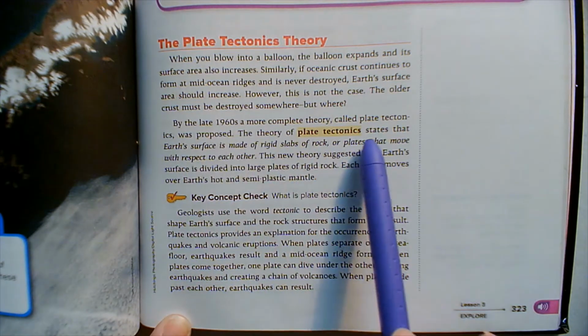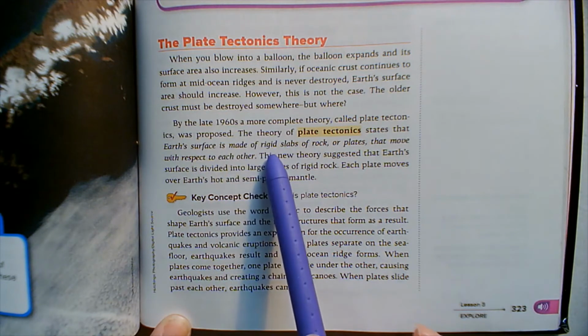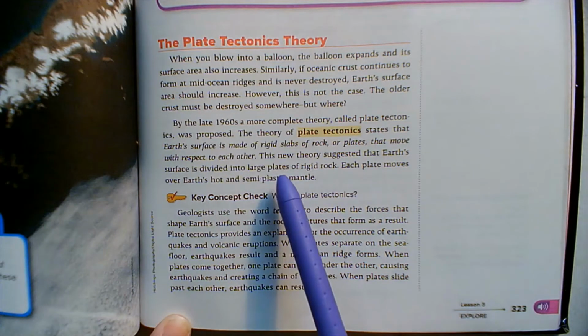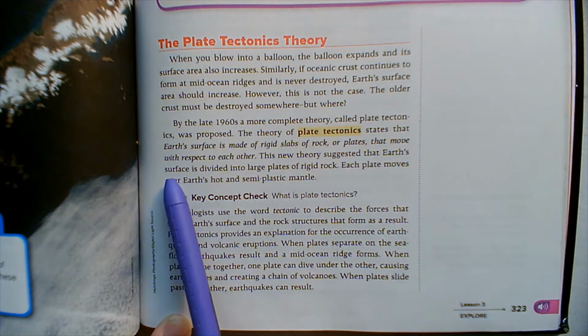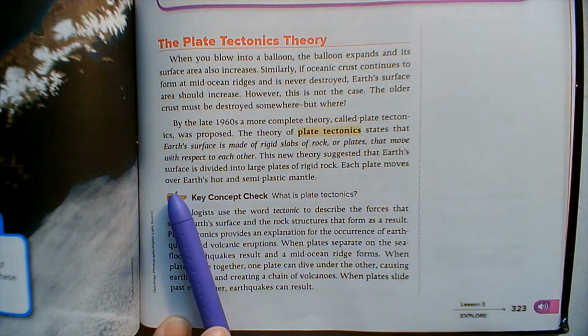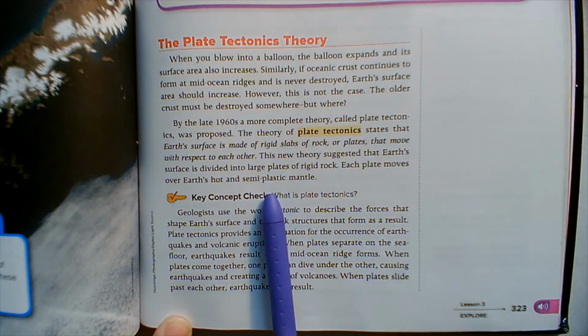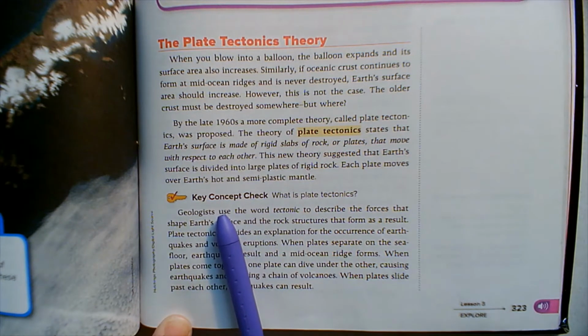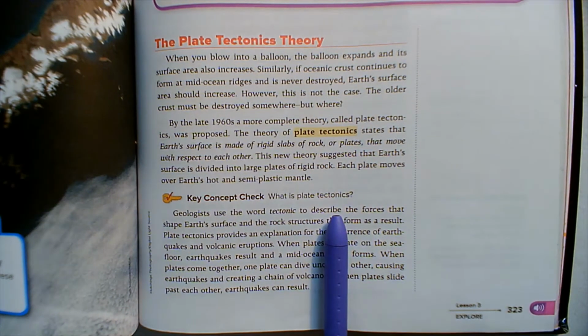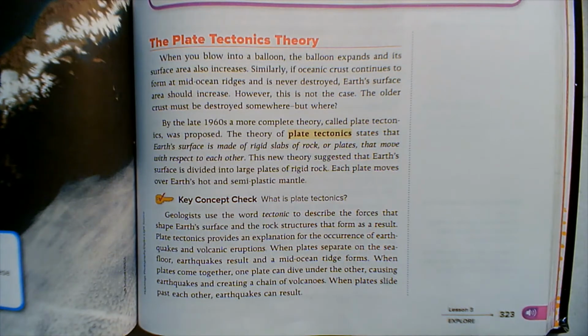The theory of plate tectonics states that Earth's surface is made of rigid slabs of rock or plates that move with respect to each other. This new theory suggested that Earth's surface is divided into large plates of rigid rock. Each plate moves over Earth's hot and semi-plastic mantle. All right, our key concept check says, what is plate tectonics? Plate tectonics is a theory that Earth's surface is made of rigid slabs of rocks or plates that move with respect to each other.